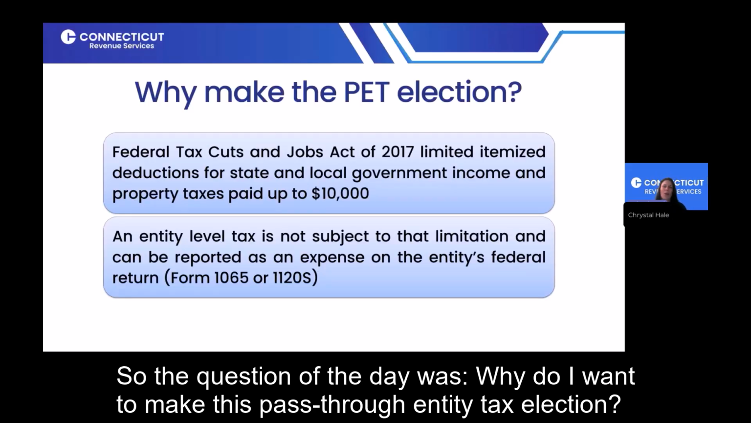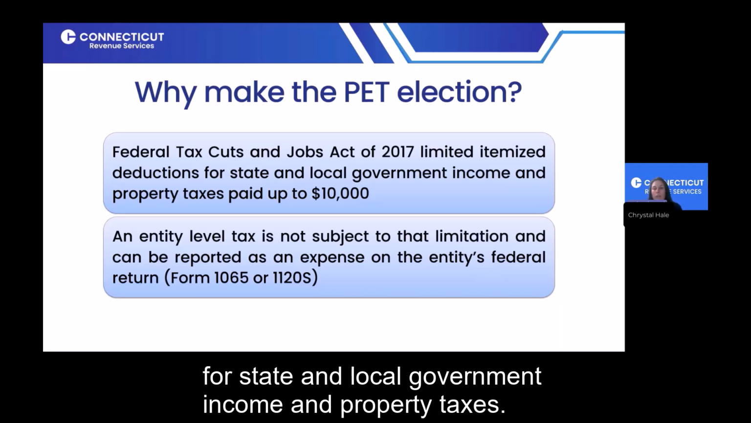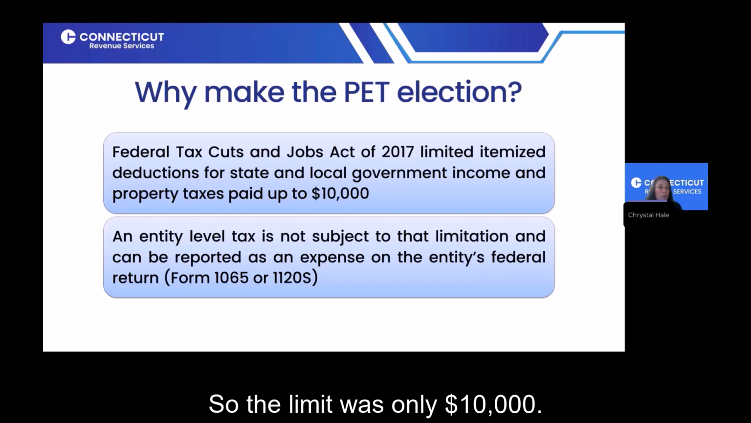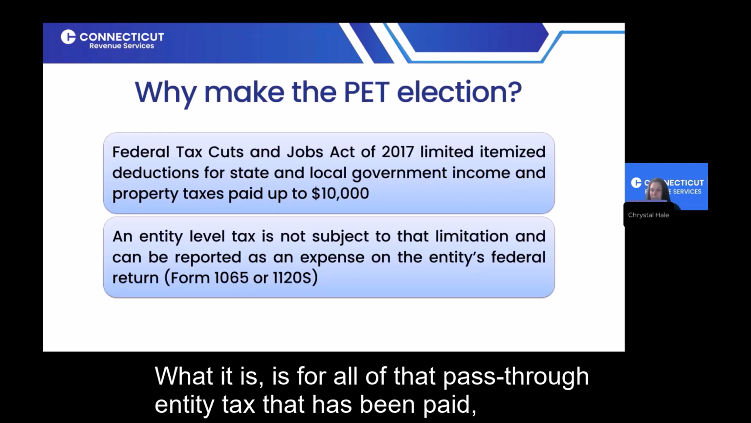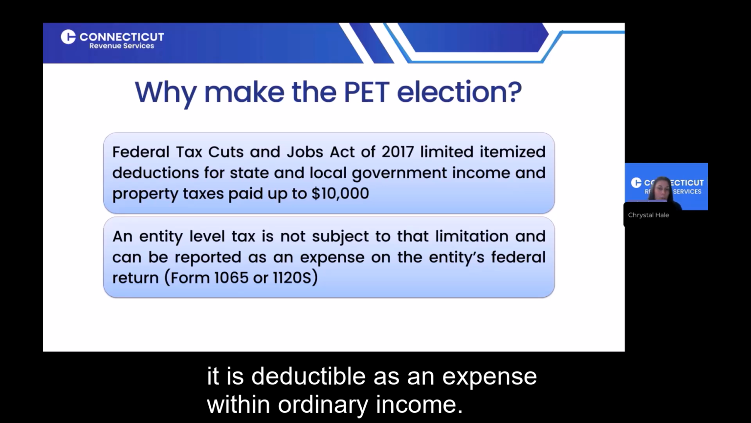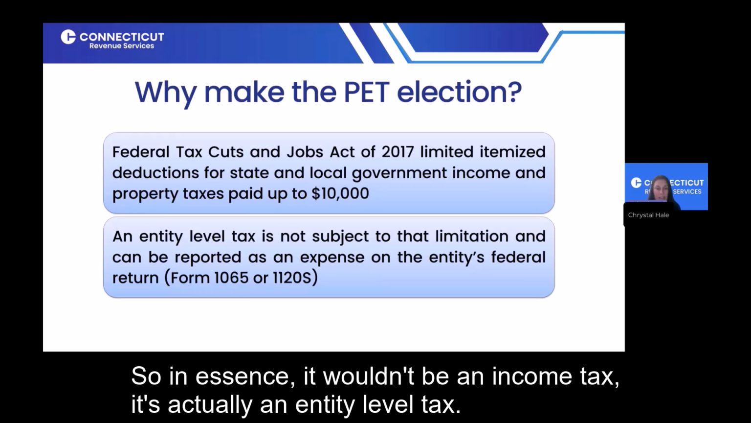So the question of the day was, why do I want to make this pass-through entity tax election? The Federal Tax Cuts and Jobs Act of 2017 limited itemized deductions for individuals for state and local government income and property taxes. The limit was only $10,000. So an entity level tax was created, and that is not subject to that limitation. All of that pass-through entity tax that has been paid is deductible as an expense within ordinary income. This would be reported on the Form 1065 or 1120S. So in essence, it wouldn't be an income tax, it's actually an entity level tax.